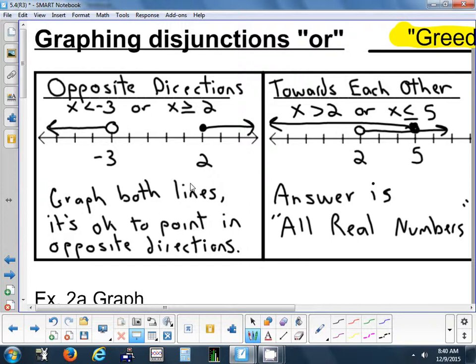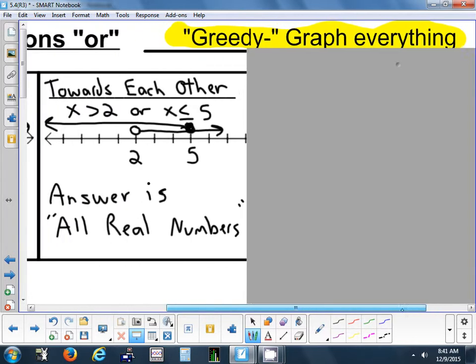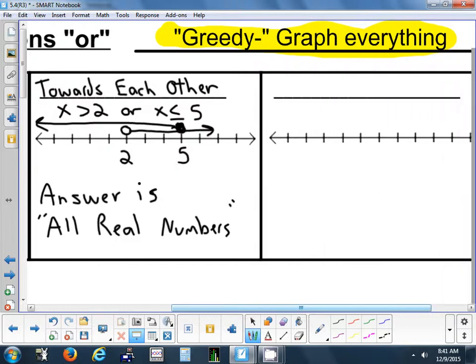So we did opposite directions, and we did towards each other. What other situation could we have? They're going opposite directions, they're going towards each other. What else could we have? Same direction. Good, Justin. So, people still need this, I'll leave it up there. It's like Justin has told us, same.